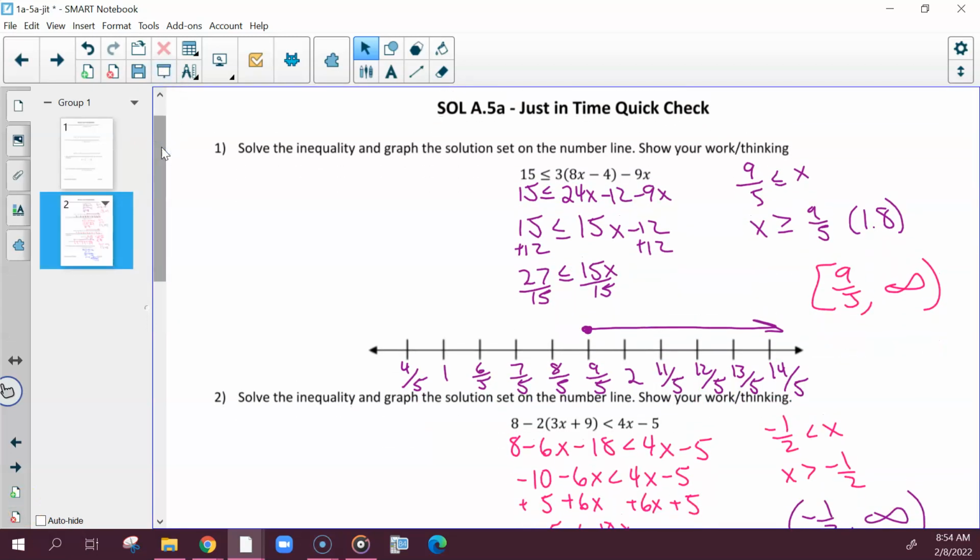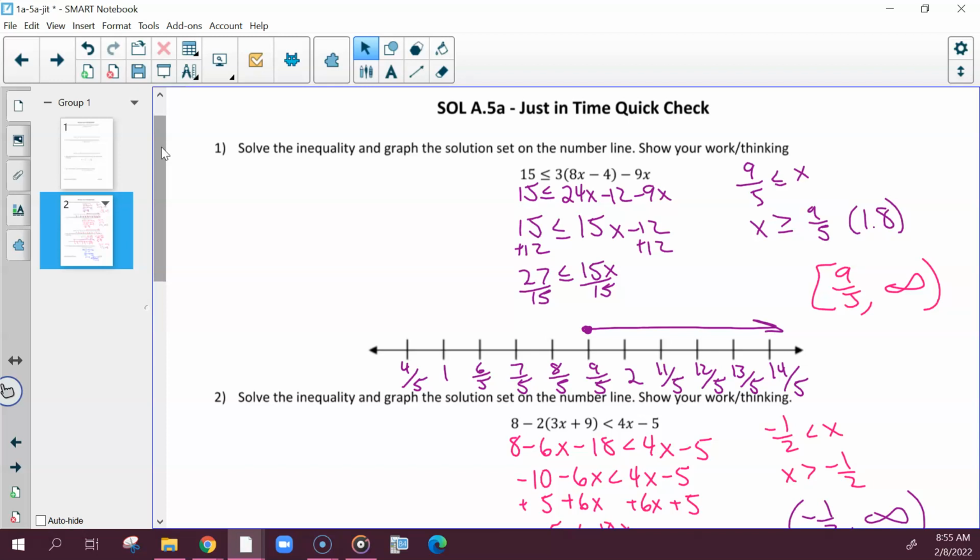The first two did end up with fractions. Your number line does not have to match mine, and I'll explain a little bit here in a second. Remember that when you are solving these inequalities, it is very similar to solving equations, except there's an inequality. We're not changing it, but the method is the same. So we would distribute the 3, we would combine our terms, and then we would try to solve for x.